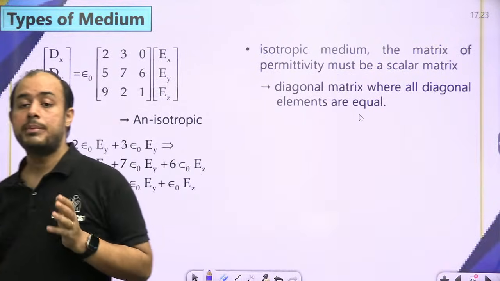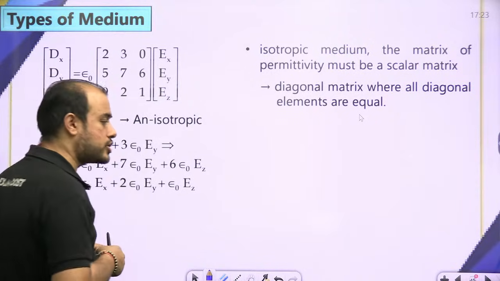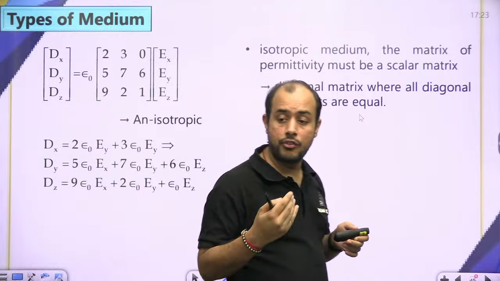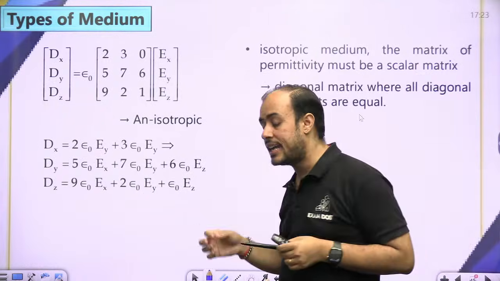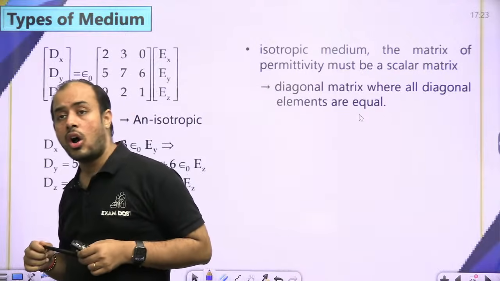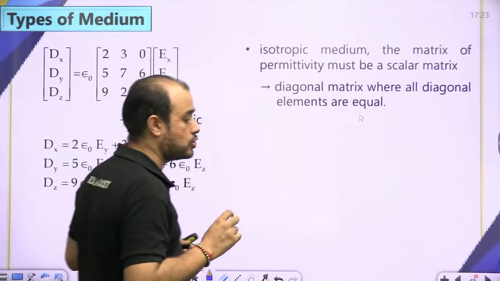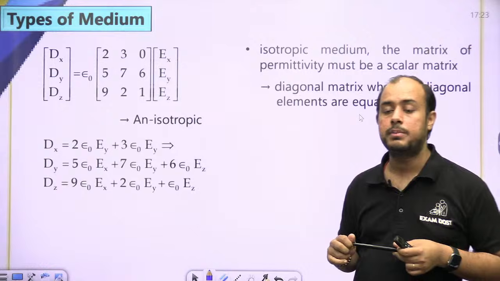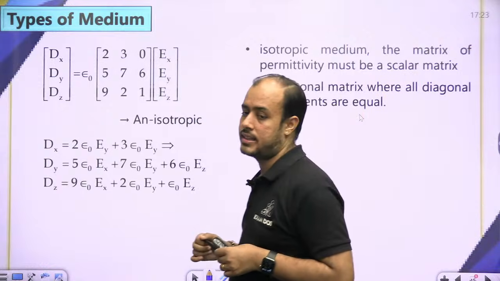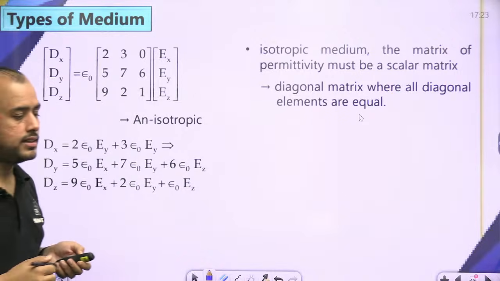So if the medium is isotropic, the permittivity matrix should be a scalar matrix. What is a scalar matrix, बच्चों? A matrix which is a diagonal matrix and all diagonal elements are equal. एक ऐसी मैट्रिक्स जो कि डायगोनल तो होती ही है और उसके सारे डायगोनल एलिमेंट बराबर होते हैं, उसे कहते हैं स्केलार मैट्रिक्स.